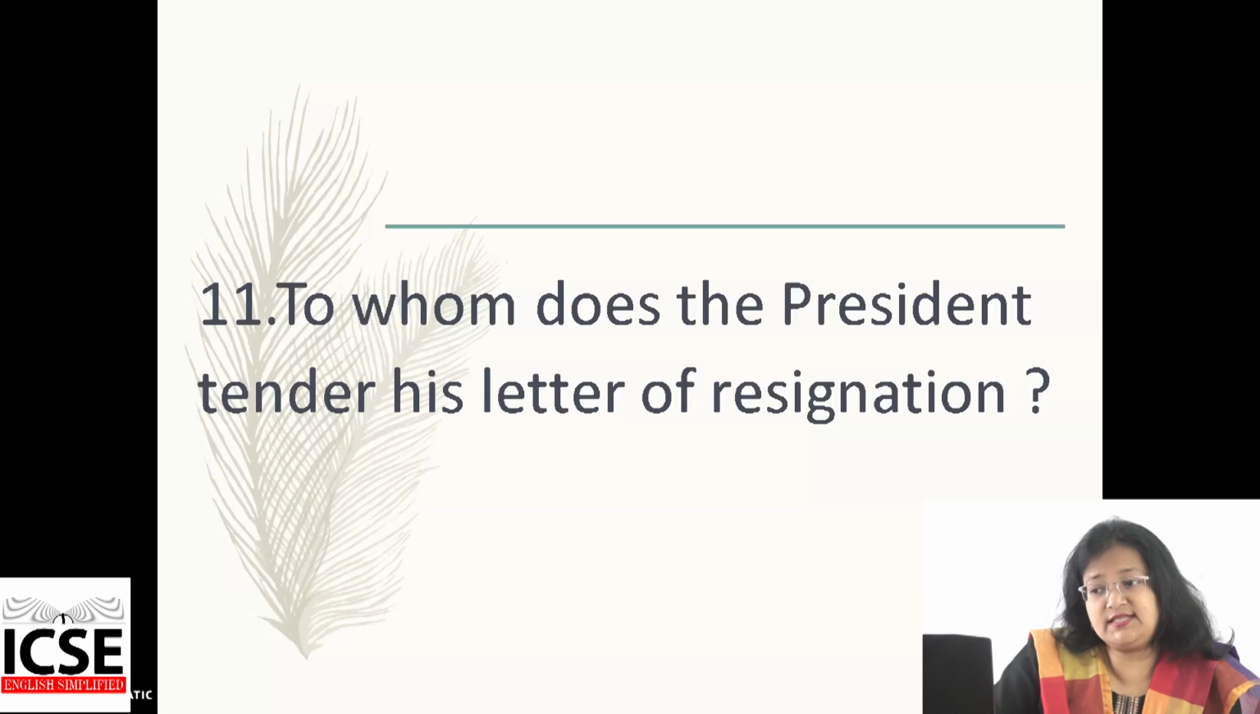To whom does the President tender his letter of resignation? To the Vice President. Similarly, the Speaker will tender his resignation to the Deputy Speaker.